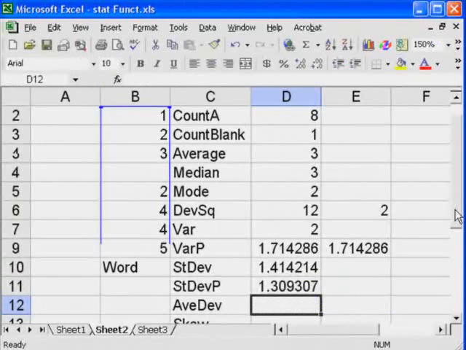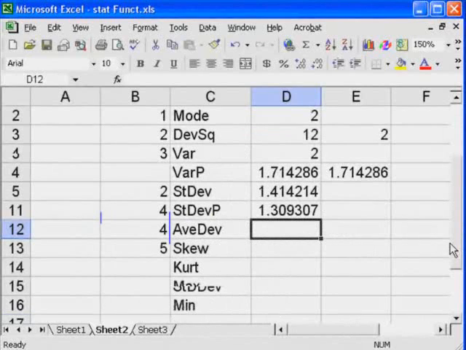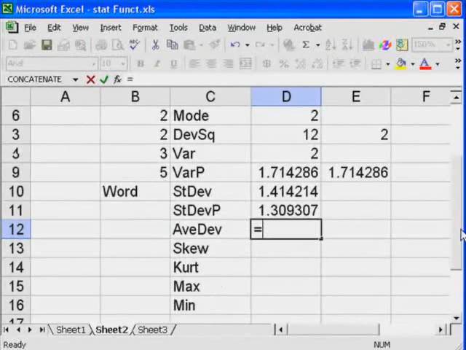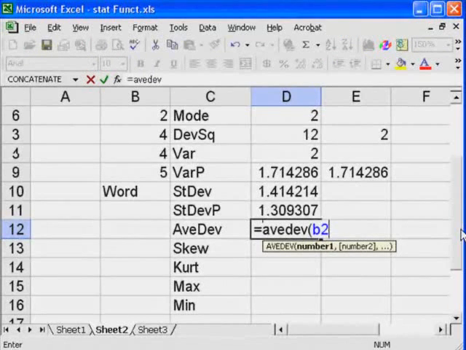The average deviation, this is the average of the absolute value of deviations from the mean. And it's also something that we don't use that very often in statistics, but you will learn about it in this course. So we just put equal sign AVEDEV, left parenthesis, B2 colon B10, end of parenthesis, hit enter.